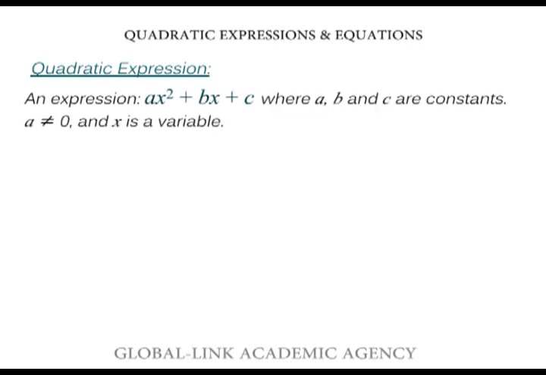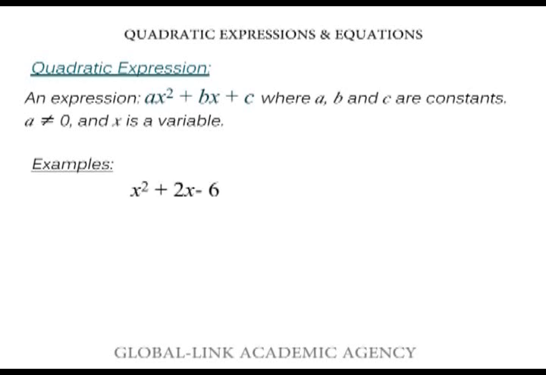Quadratic expressions. It's an expression of the form ax squared + bx + c, where a, b, and c are constants, a is not equal to 0 and x is a variable. For example, x squared + 2x - 6, 2x squared - 3x + 5.